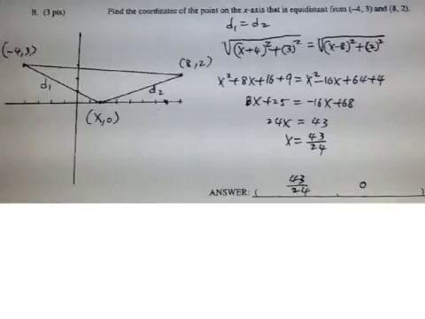So that's my x value. Y we set as 0 because it's on the x-axis. So your point would be (43/24, 0).